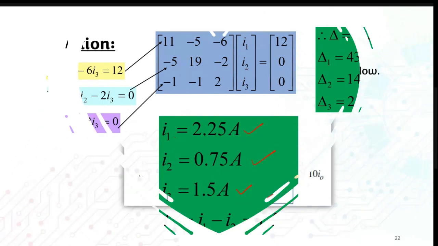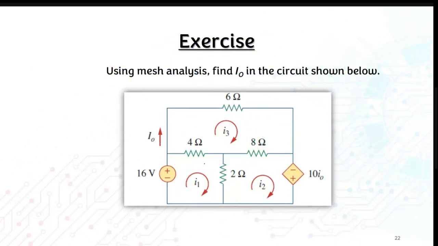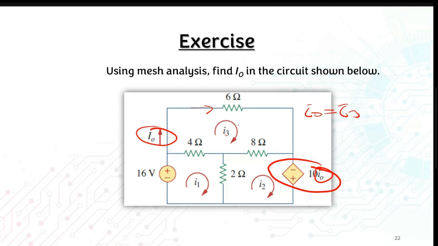We have another example here. I'm not going to show you in detail, but I'm going to show you how to get this constraint. This constraint comes from I naught here. I naught here is equal to I3, so it's going to be 10 I3. Because this I naught is actually in this loop, which is mesh I3, I naught is equal to I3.